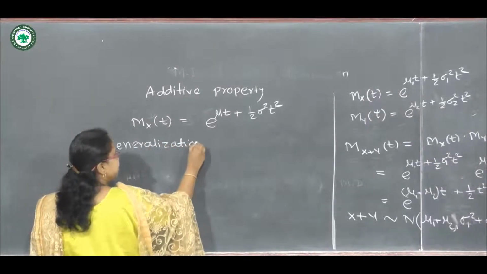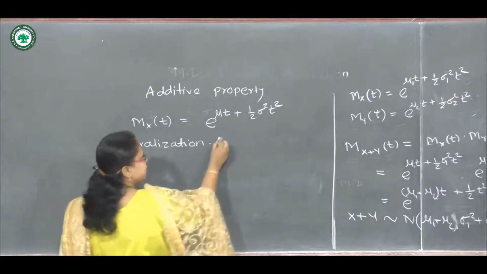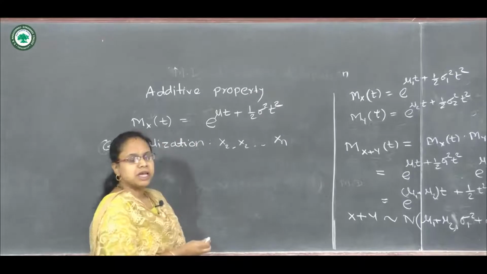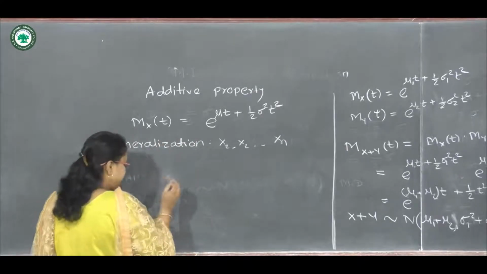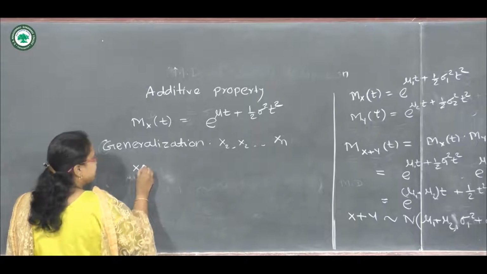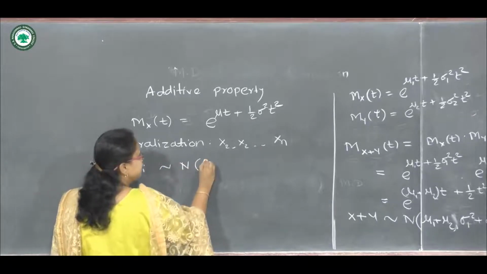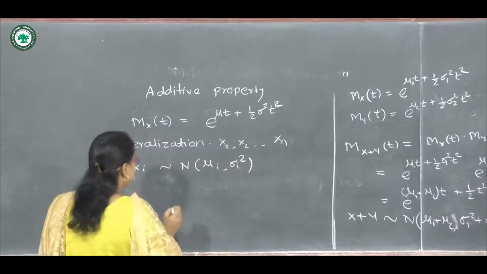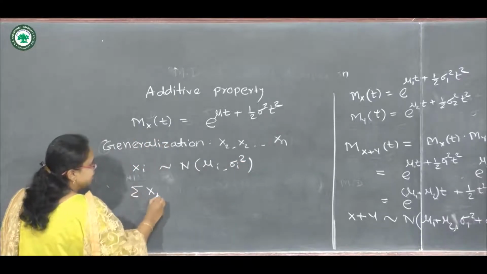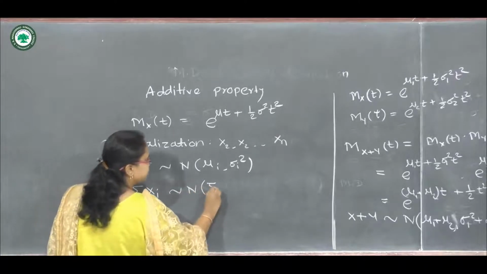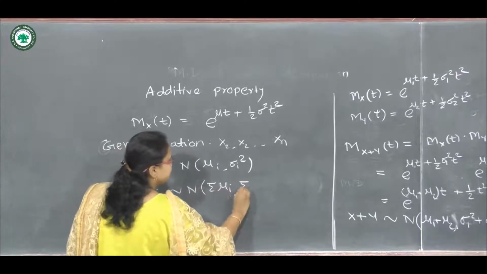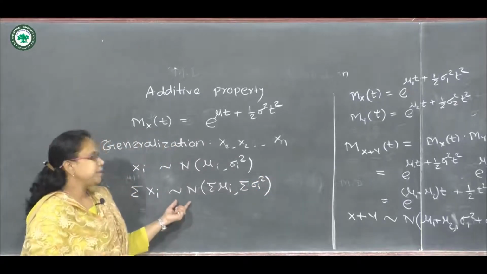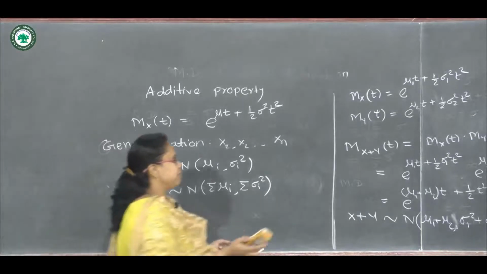Generalization can be written as, suppose x1, x2, up to xn are n variables, and suppose xi follows normal mu i comma sigma i square distribution. So this is the given information. Then summation of xi will follow normal with summation of mu i comma summation of sigma i square. So this can be proved by using the MGF.